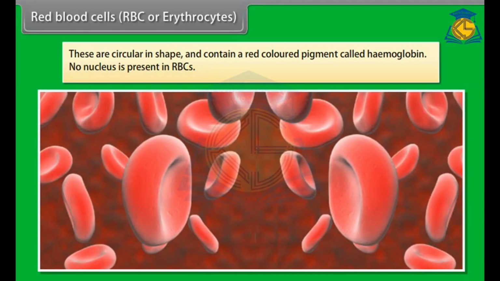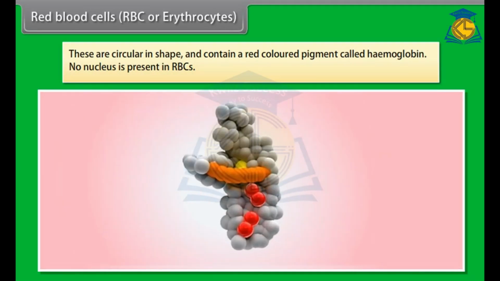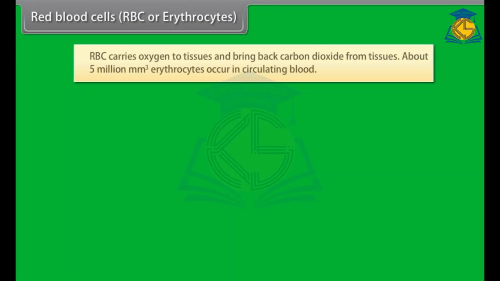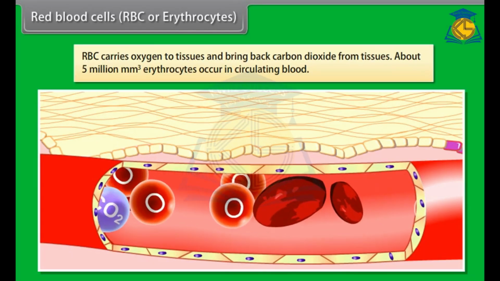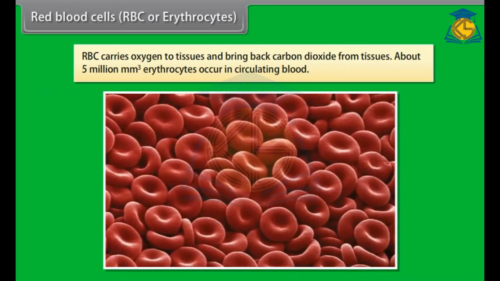Red blood cells, RBC, or erythrocytes. These are circular in shape and contain a red-colored pigment called hemoglobin. No nucleus is present in RBCs. RBCs carry oxygen to tissues and bring back carbon dioxide from tissues. About 5 million per mm³ erythrocytes occur in circulating blood.